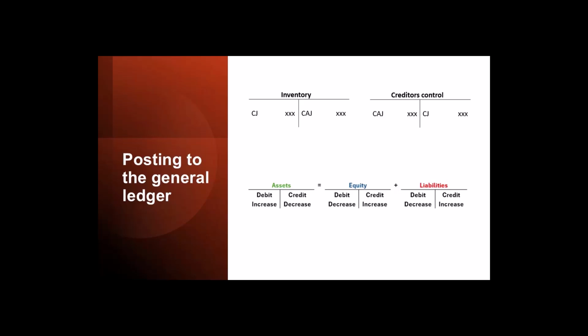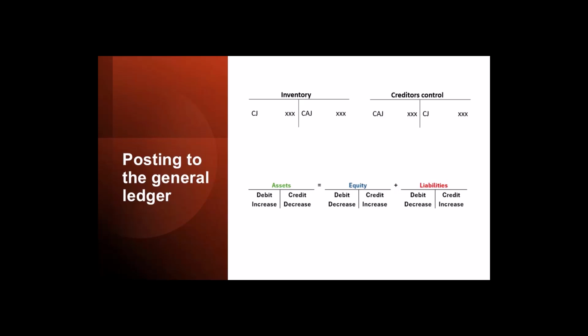These totals are then used to update the Creditors Control account and each supplier's individual creditor's ledger account. It's always a good idea to check that the Creditors Control balance matches the total of the list of all individual supplier accounts.